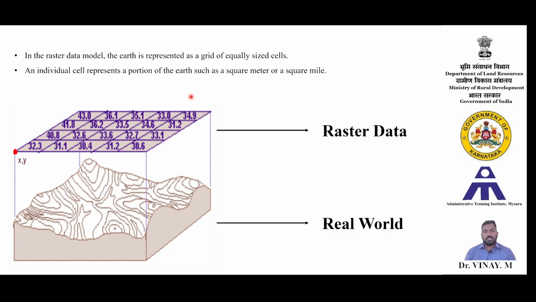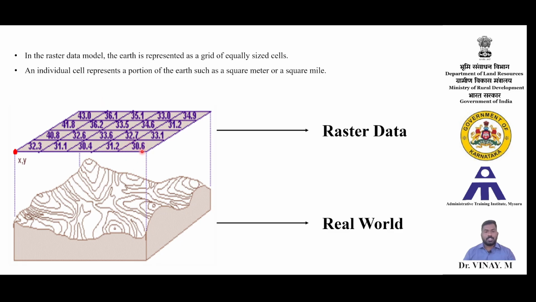Whatever we capture with a normal camera, the selfies, whatever photographs we get, those photographs are nothing but raster data. The technical word is raster, but for the general public we say picture or image. An individual cell, so this particular grid can be called a cell, represents a portion of the earth such as a square meter or a square mile. The aggregation in this particular area, what the elevation above the mean sea level will be, is recorded at the particular grid or cell.